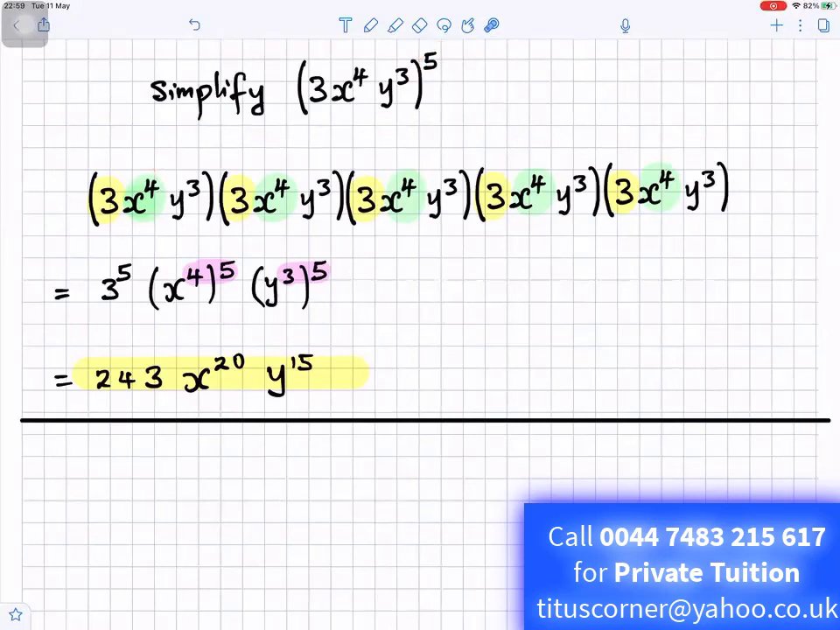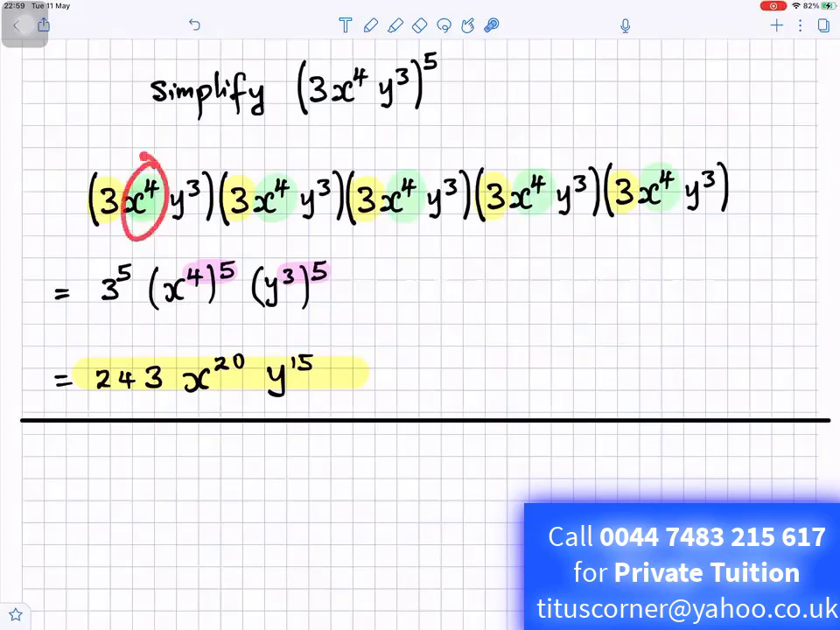And then you can multiply it. 3 times 3 times 3 times 3 times 3. So it's 3 to the power 5, which is 243.